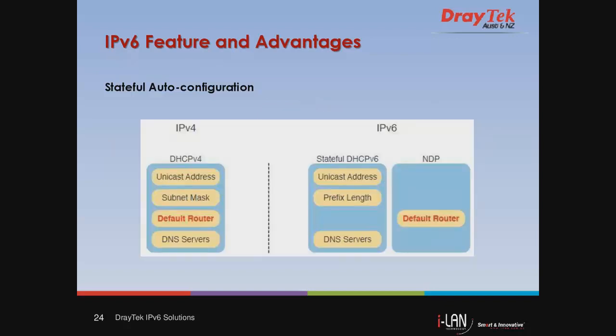In IPv6 stateful auto-configuration setup, the stateful DHCPv6 assigns the following to the host. Unicast address, this is the IP address of the host. Prefix length, also known as the subnet mask. DNS server IP addresses. And the default gateway IP address is provided by the router itself by using NDP, or what we call Neighbor Discovery Protocol. As we can see on the slide, the only difference between IPv4 and IPv6 DHCP is that IPv4 provides all that information including the default router IP address.